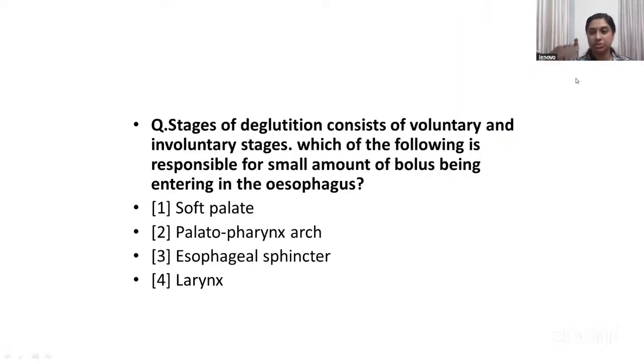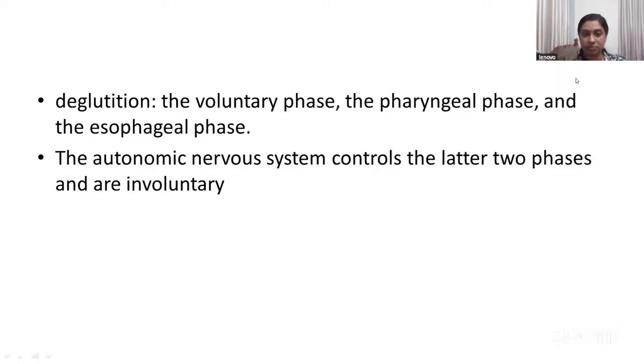So, coming to the next question, that's also about the deglutition. The stages of deglutition consist of voluntary and involuntary. As I've already mentioned, the voluntary stage is the oral stage. Which of the following is responsible for a small amount of bolus entering the esophagus? The options are soft palate, palatopharyngeal arch, esophageal sphincter, larynx. So the answer here is esophageal sphincter. Okay, I will explain why.